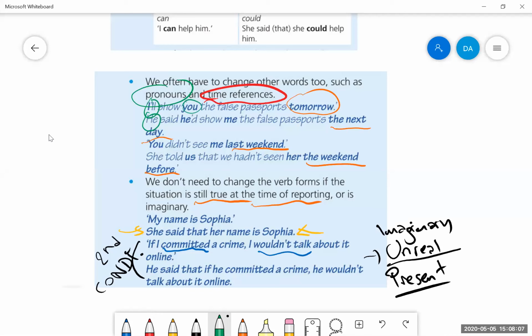You, subject pronoun; you, object pronoun; he, subject pronoun; me, object pronoun; she, subject pronoun; us, object pronoun; we, subject pronoun; her, object pronoun. But for God's sake, teacher, how am I supposed to differentiate between these subject pronouns and object pronouns? I can hear you asking such a question.